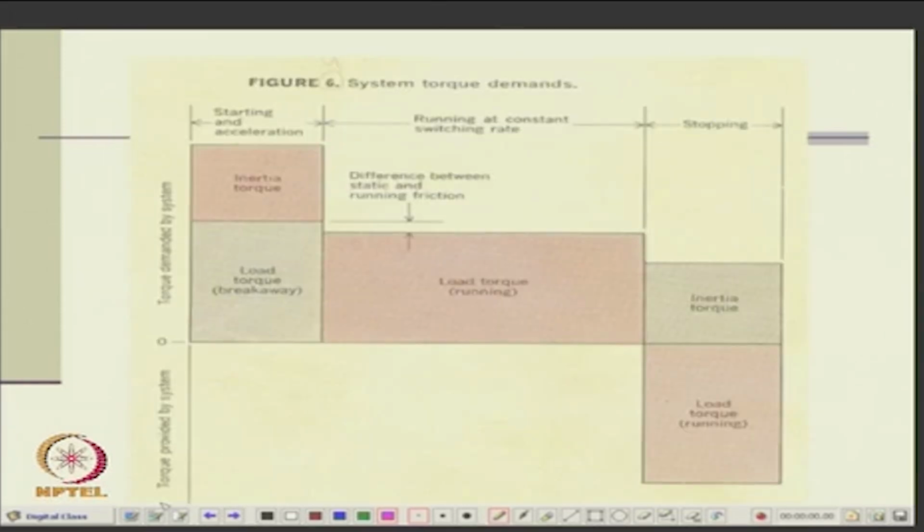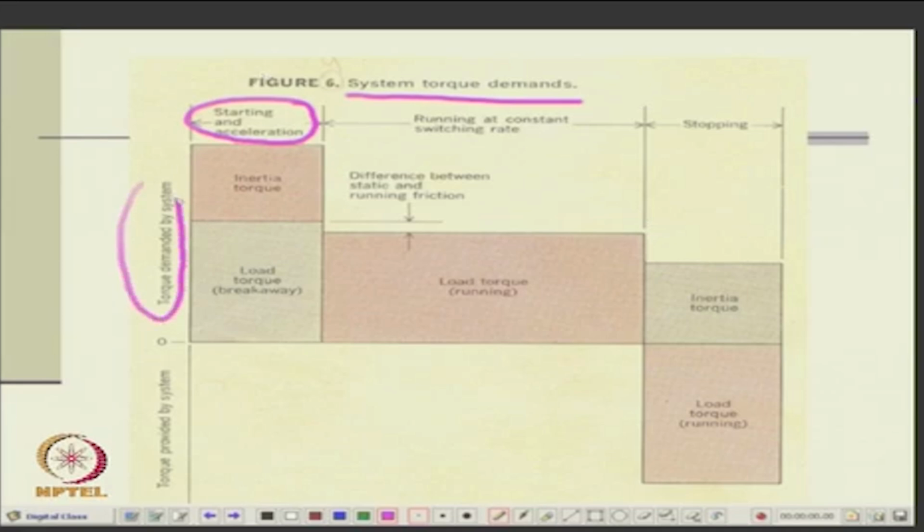Now that means the system torque demand. So you have starting and acceleration. Now what is the torque demand by the system? In the starting you have the load torque at starting, and there is inertia torque also at starting, okay.